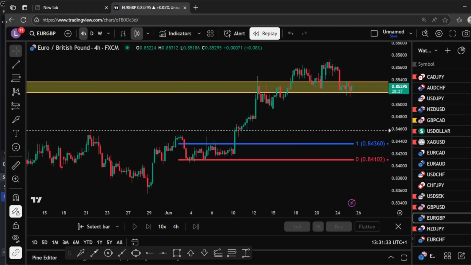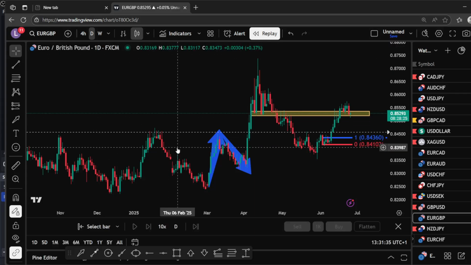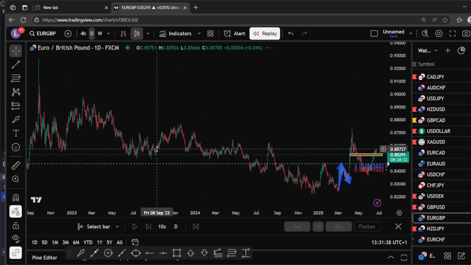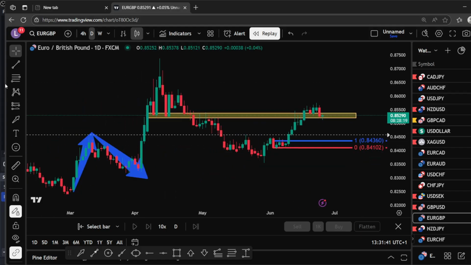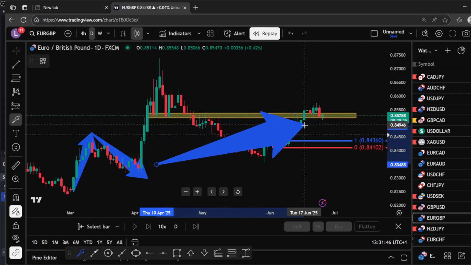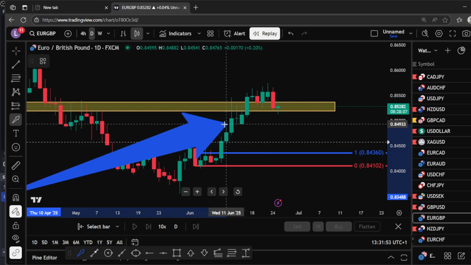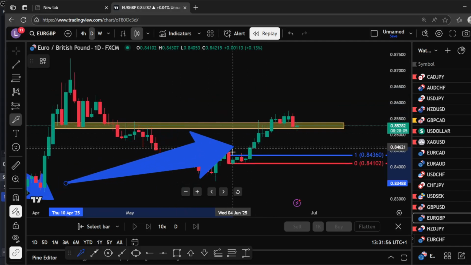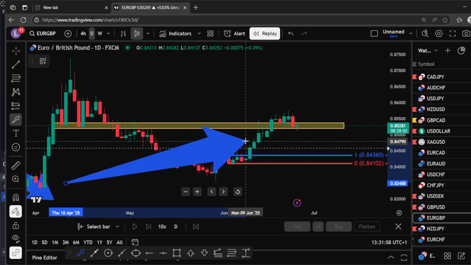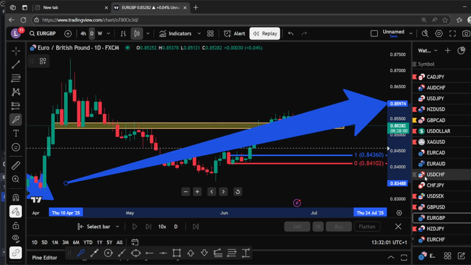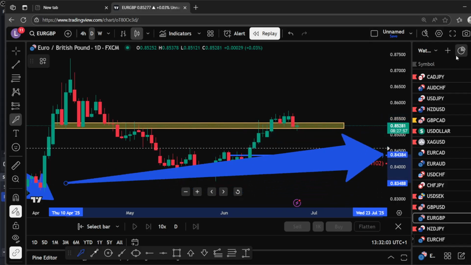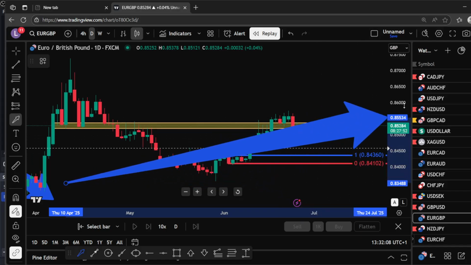Euro GBP on the daily time frame. As you can see, we had this consolidation right there, and then we broke above the level. And then breakout traders have gone long. Stops are going to be below that level, and this is a demand zone I'm looking to go long. Yeah. So this is basically how I trade. So that's one that I'm looking to take.